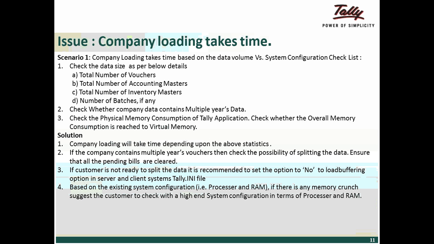When you set this option as no, your company loading will be faster because it will cache only the current year balances. And whenever you go to frequently used reports such as balance sheet, profit and loss account, it will show you the current year information at a faster pace. If you want to fetch the previous year information, it will take time.